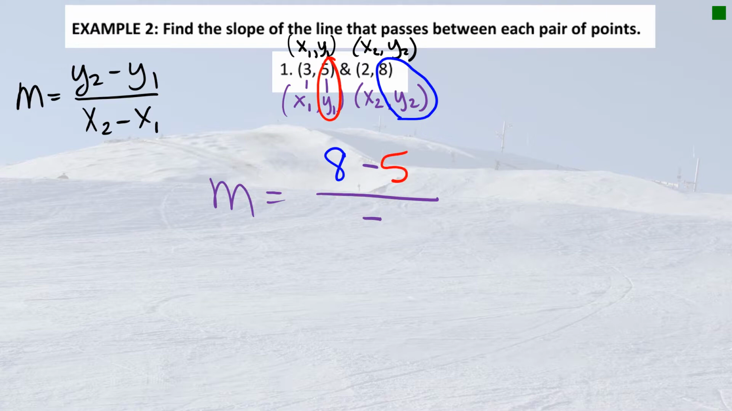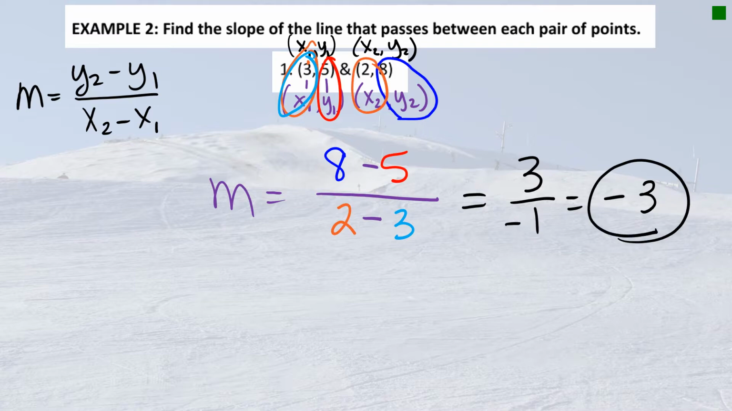Now on the bottom, I need x2. So I have my 2 minus my x1, which is my 3. Okay, so I end up with 8 minus 5, which is 3, over 2 minus 3, which is negative 1. So my slope is negative 3. So that's how you do that using your slope formula.